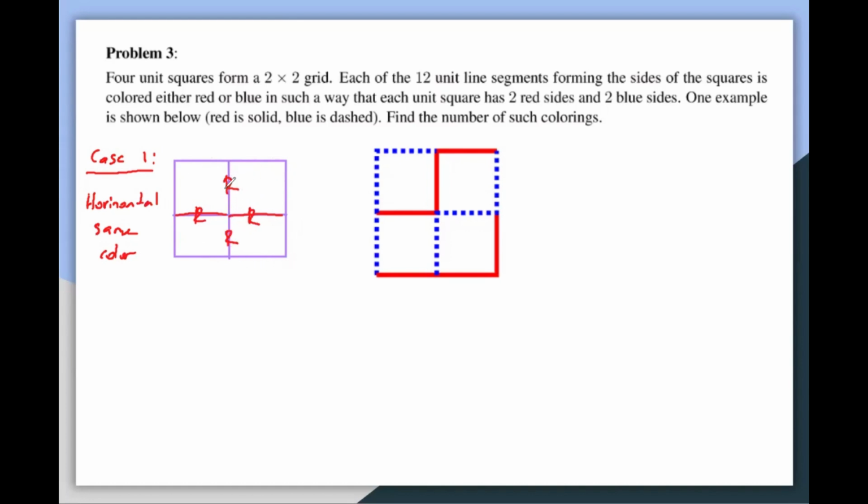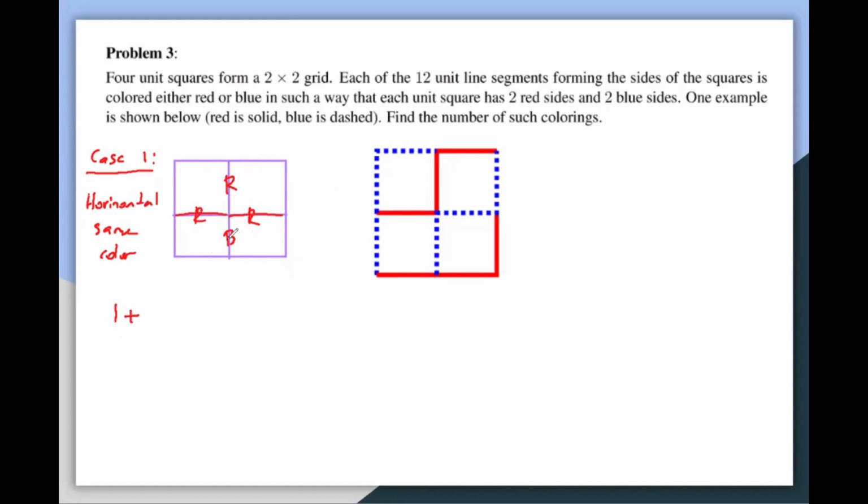And then if I want these two to be red, there's only one way of doing this, right? So that is 1. Okay, so that wasn't too challenging. And then if I say this is red and this is blue, then this is red and red, so there is only one way to finish this, blue and blue, and then red and red, blue and blue. So that's one way for the top square.